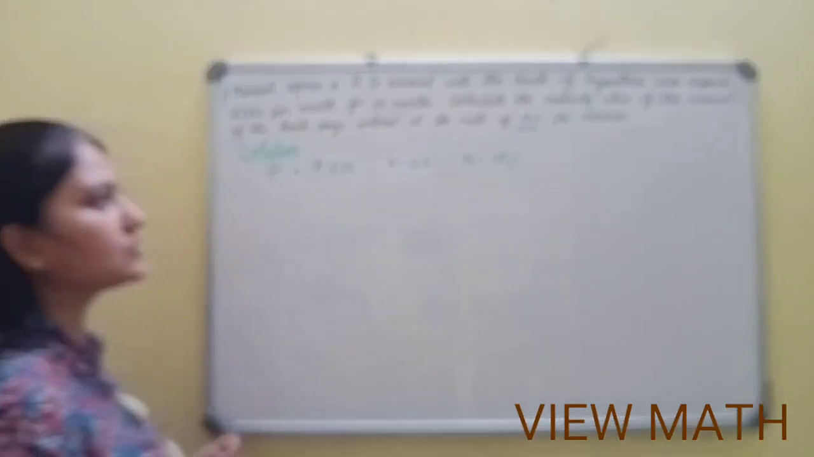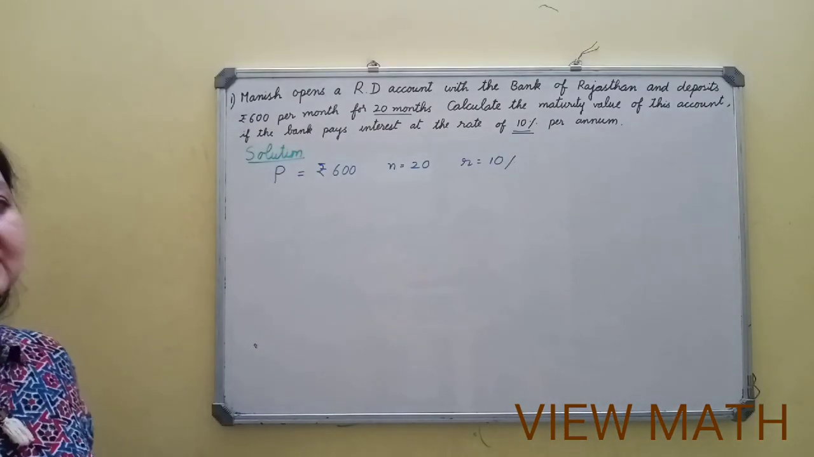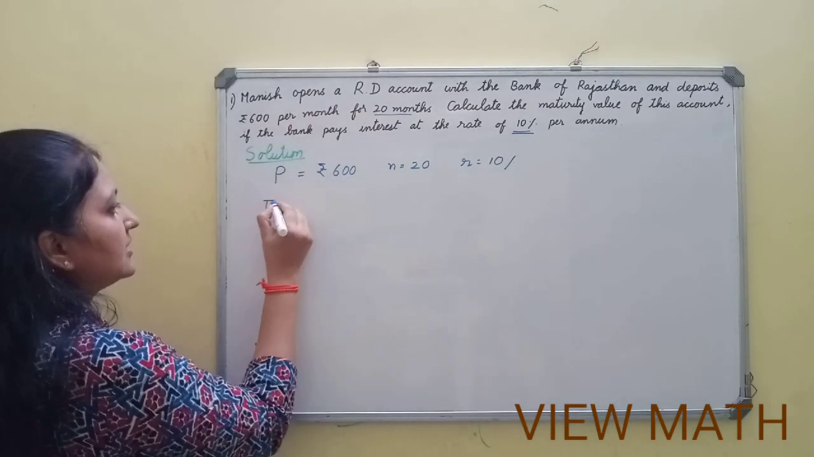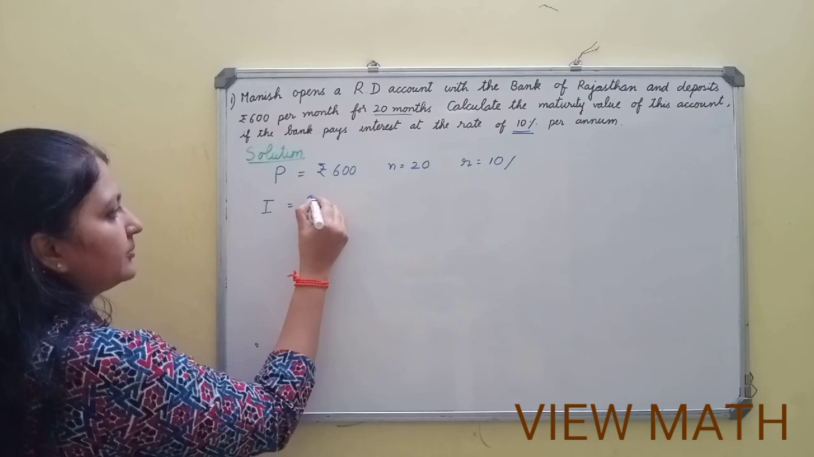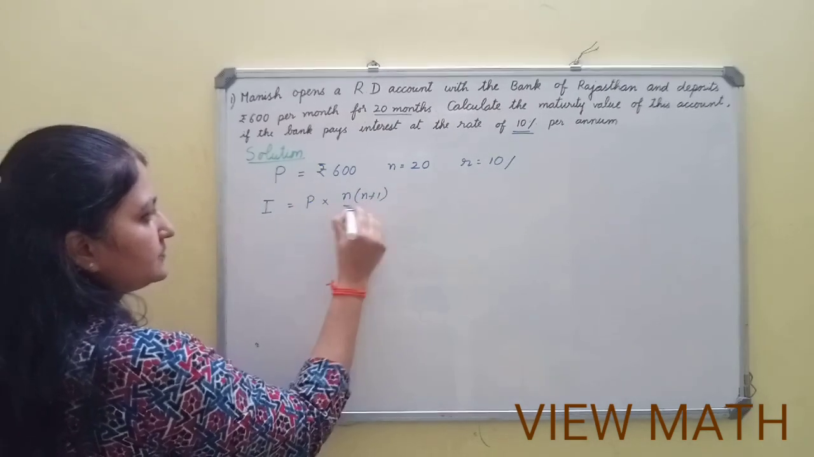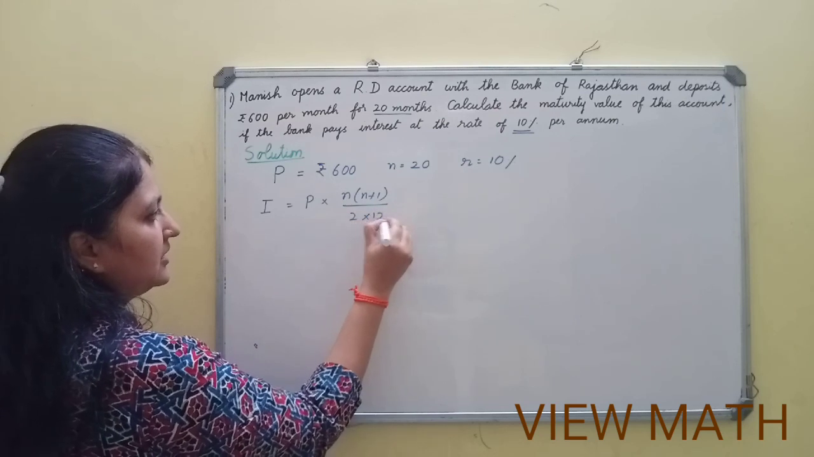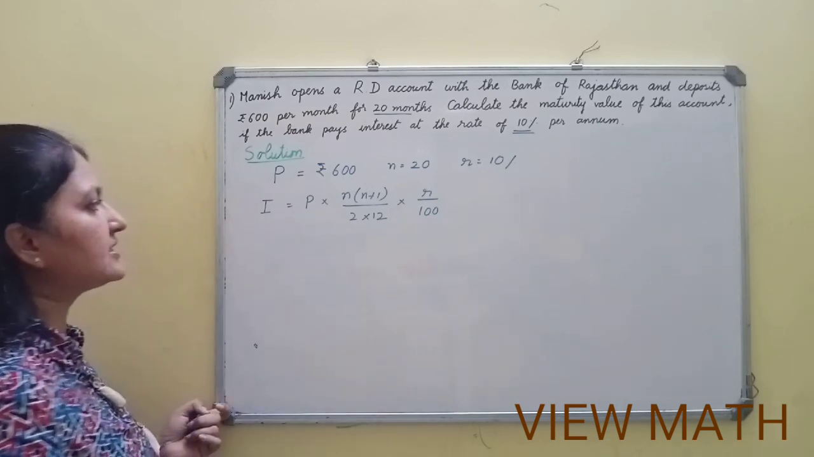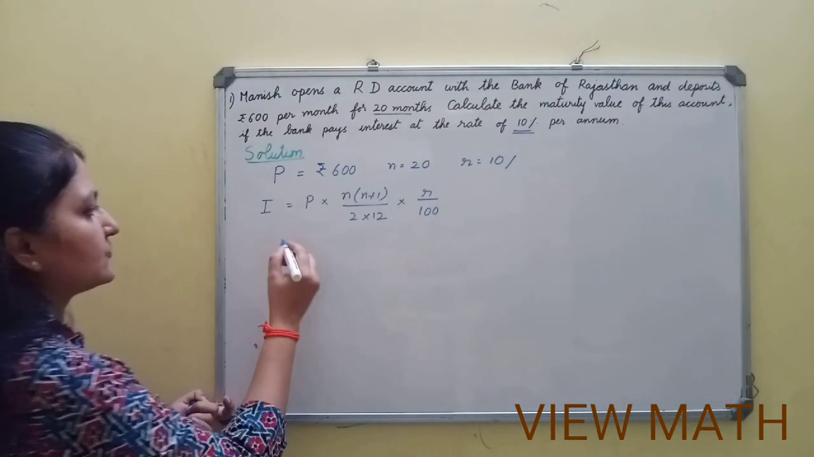So now what are they asking us to find out? Maturity value. As I told you, the same formula I am going to use. First let me find out the interest. The formula for interest: P into N plus 1 by 2 into 12 into R by 100. So let me first substitute the values I know in this formula.